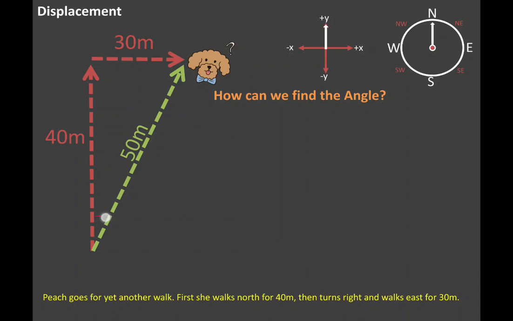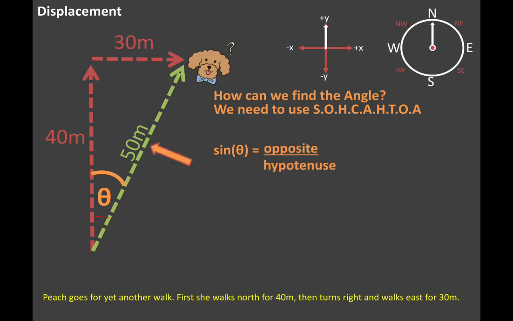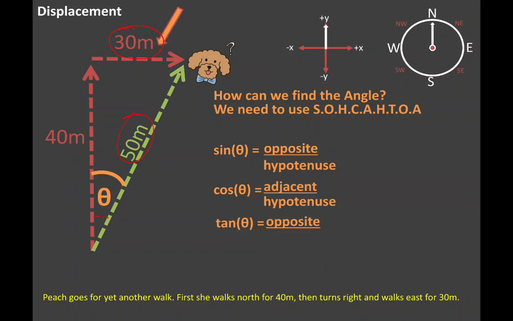Now, what about this angle? How can we find the angle theta? We need to use SOHCAHTOA to find this angle. Sine theta is equal to the opposite divided by the hypotenuse. The opposite of this angle is this one, and the hypotenuse is this one. If you want to find the cosine theta, it is the adjacent to the angle, which is 40 meter, divided by the hypotenuse, which is 50 meter. And tan theta is equal to the opposite divided by the adjacent, this one divided by this one.